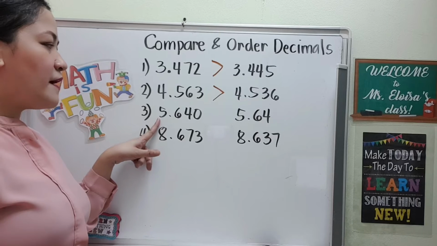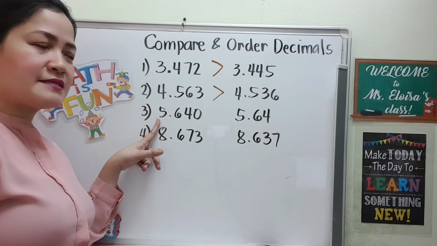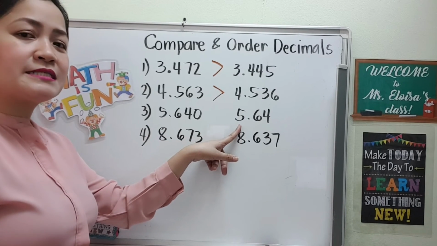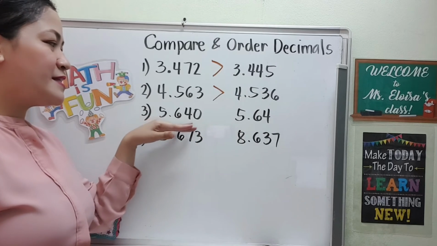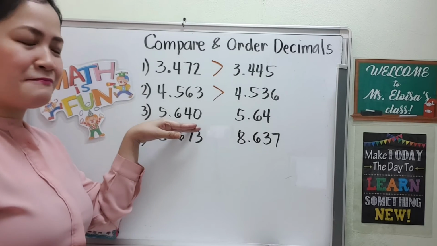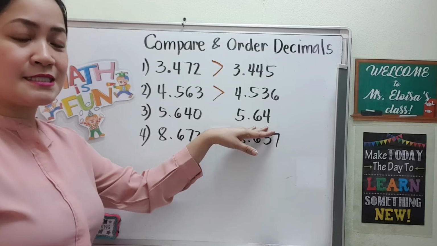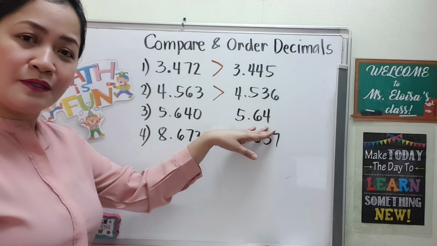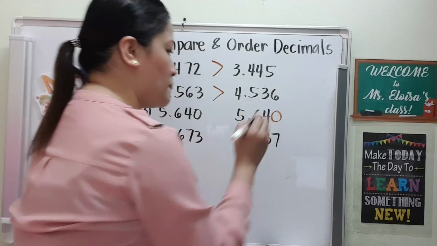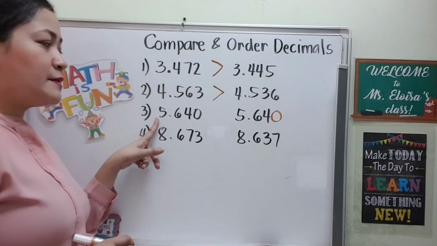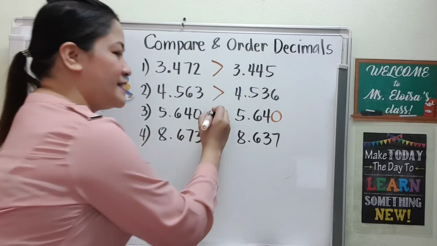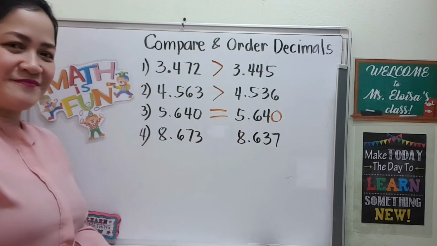Next, we have 5 and 640 thousandths and 5 and 64 hundredths. So as you can see here, we have 3 decimal places. Here we have 2 decimal places. So what should we do? We can put 0. Now, as you can see, they are the same. That means they are equal.